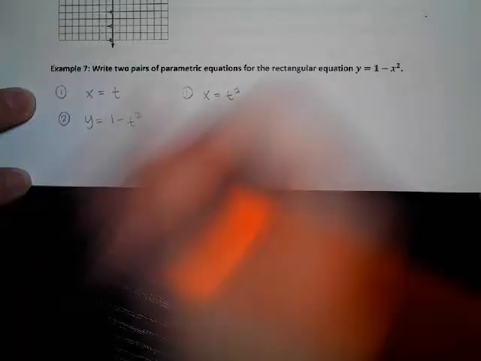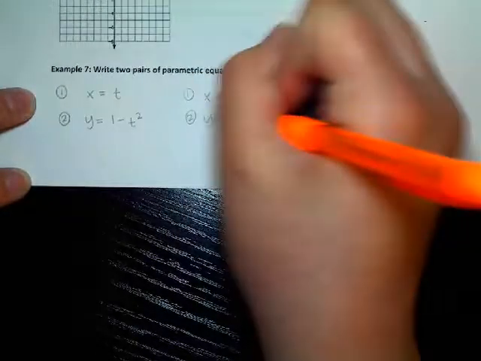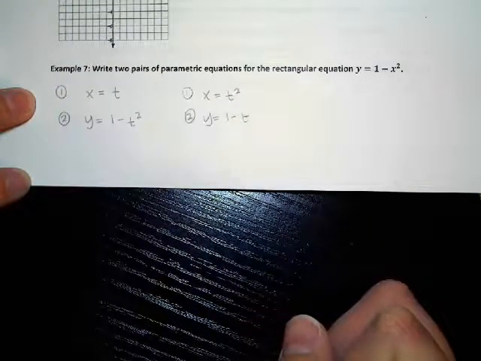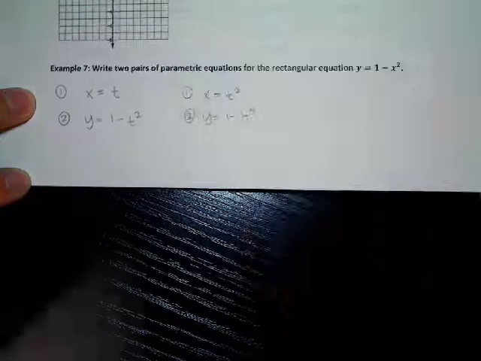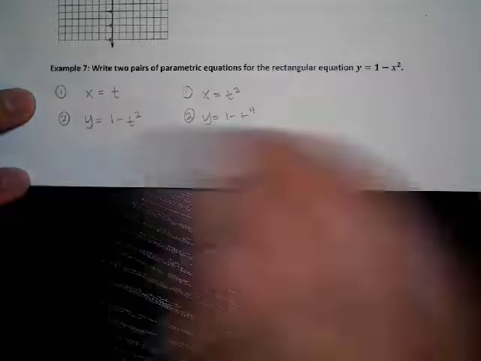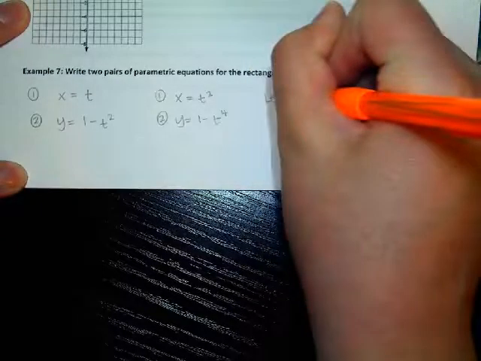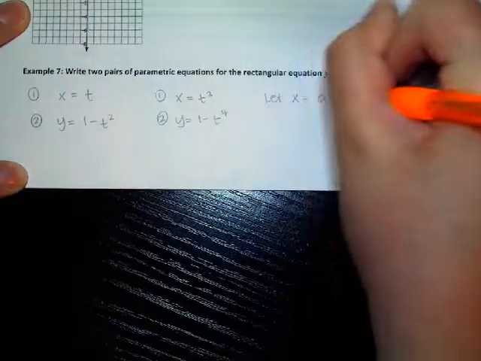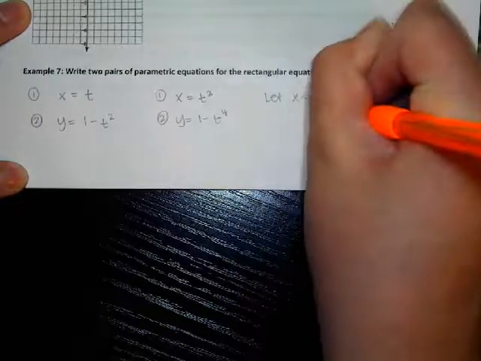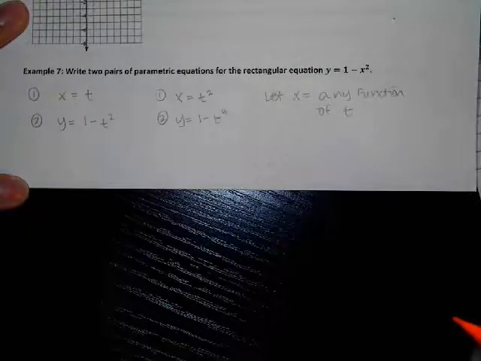And then if you did that, what would y be? 1 minus t. Sorry, not t, it'd be t to the 4th. Okay, so the way that you start it is you just say let x equal any function of t, and then you would write your y based on that.